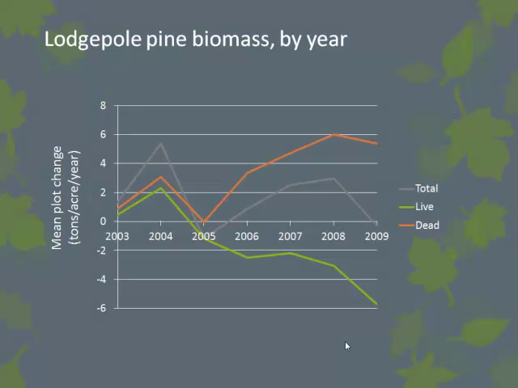Okay, and again, this graph shows the mean annual change by year of the second measurement period. Up until 2005, the change in live and dead biomass tracks each other pretty well. And then in 2006, the increase in dead biomass and the decrease in live biomass really gets big. And by the end of the measurement period in 2009, the change in dead has a greater magnitude than the change in live, sort of a double whammy. So we'll probably continue to see that.